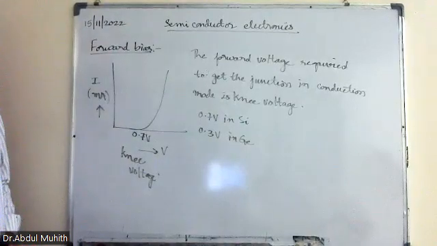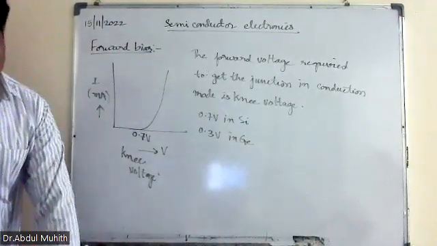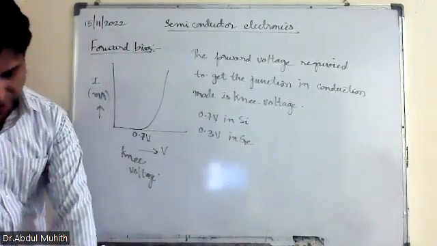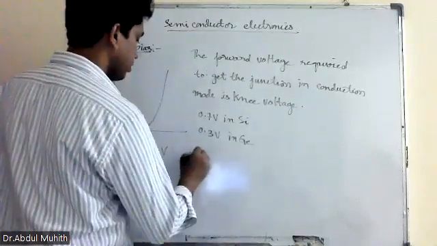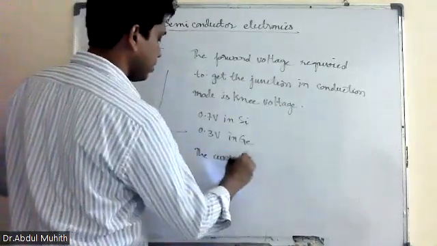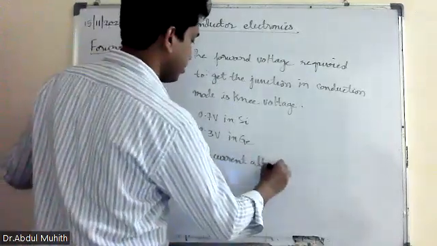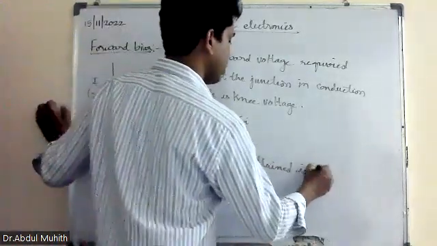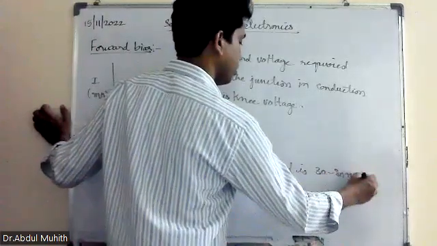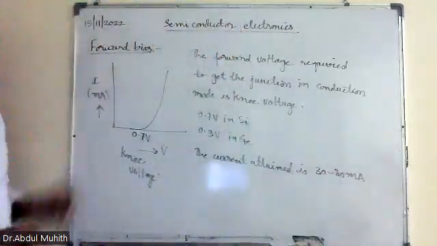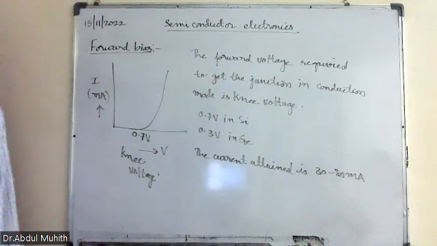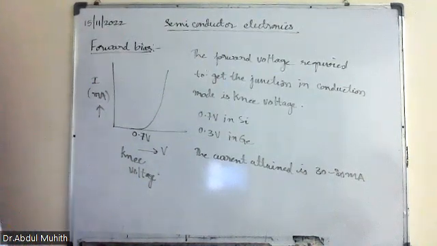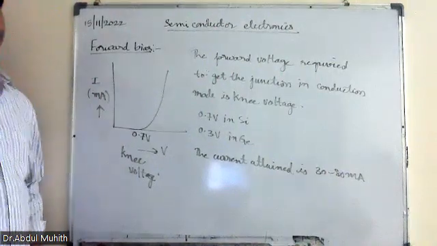And the maximum current attained may be 30 to 80 milliamperes. It is 30 to 80 milliamperes. So this is the total one. This happens in the forward bias. Clear? Yes, sir.